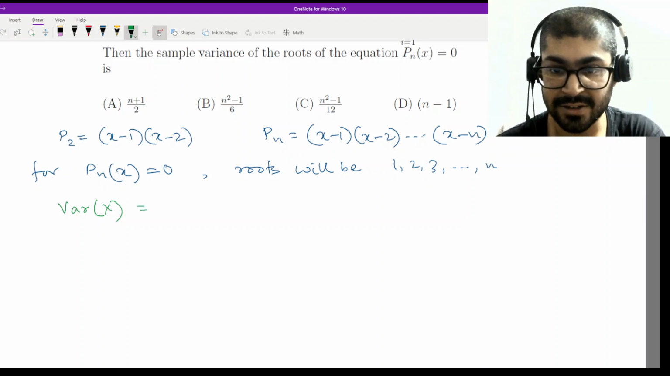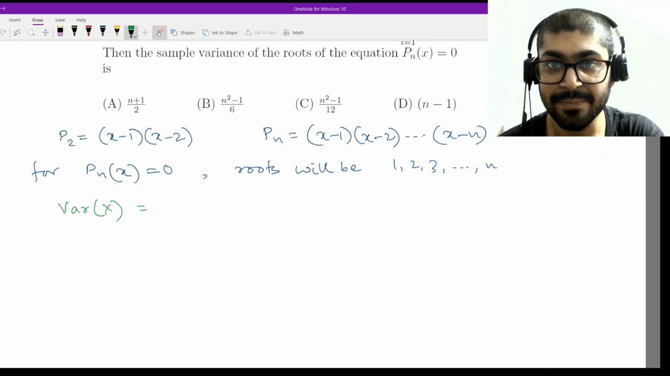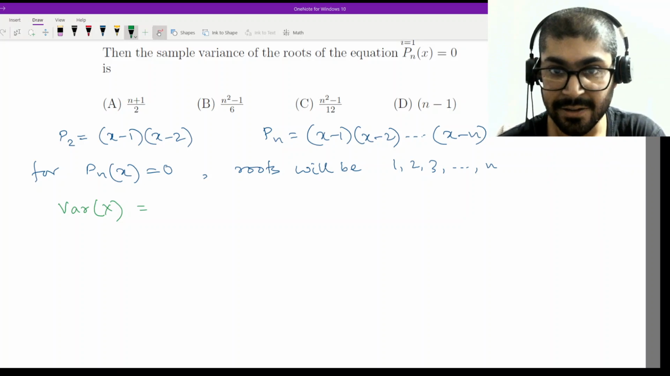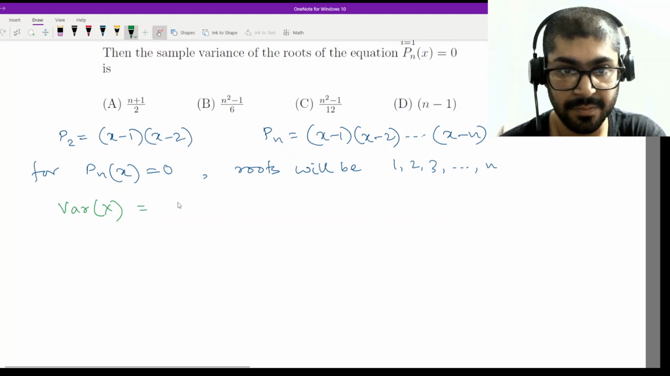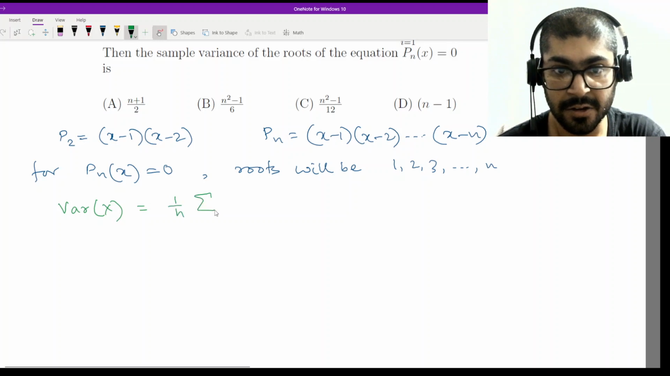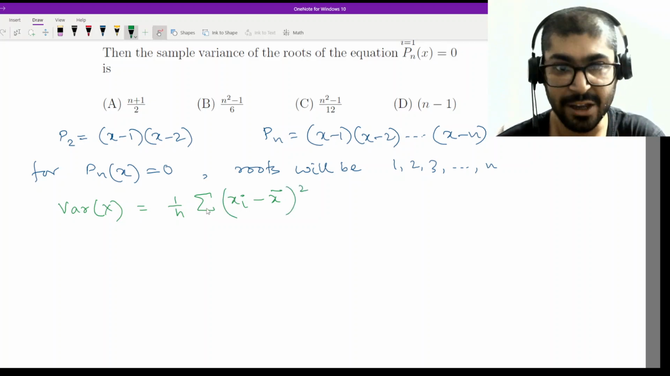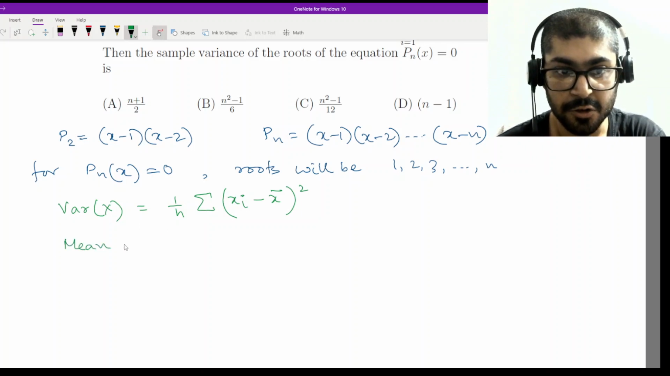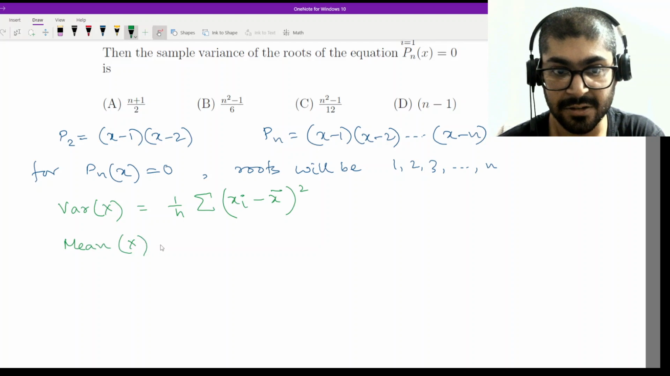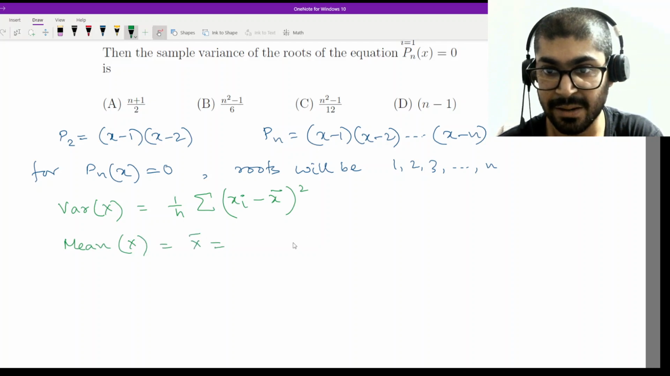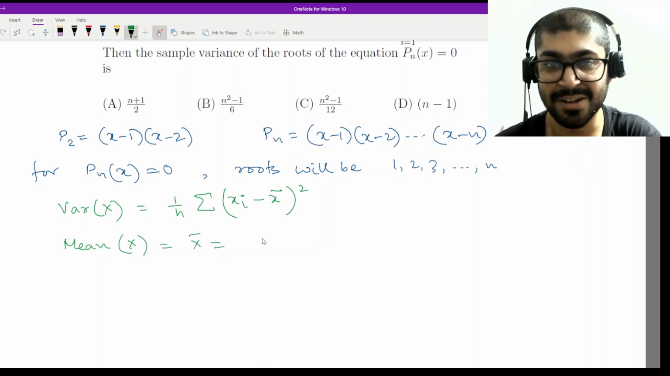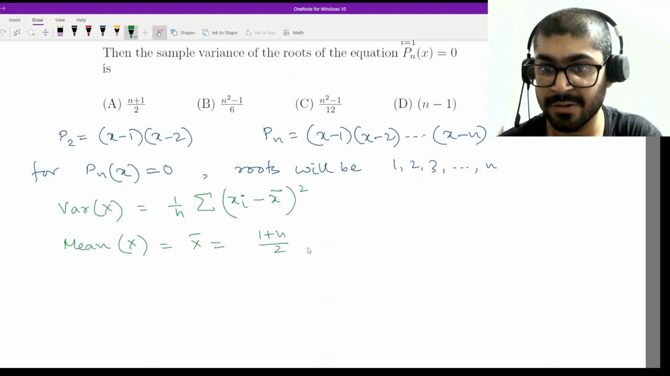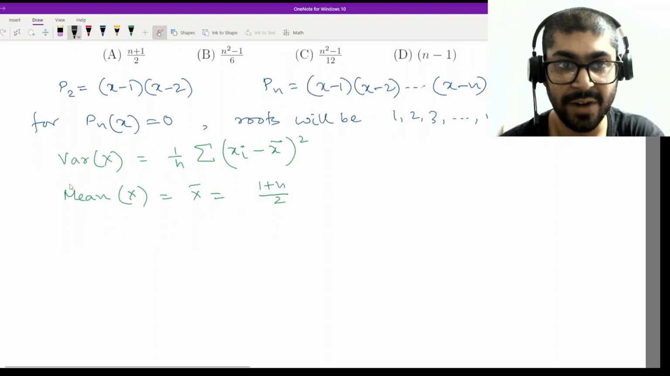What is the formula for Var x? The formula for Var x is given by 1 by n sigma (xi minus x bar) whole square, and this summation runs from i equal to 1 to n. So what do we need? We need x bar, the mean of x. What will be the mean of x? It is just first term plus last term by 2, so (1 plus n) by 2. That is calculated. Now we just have to calculate Var x.